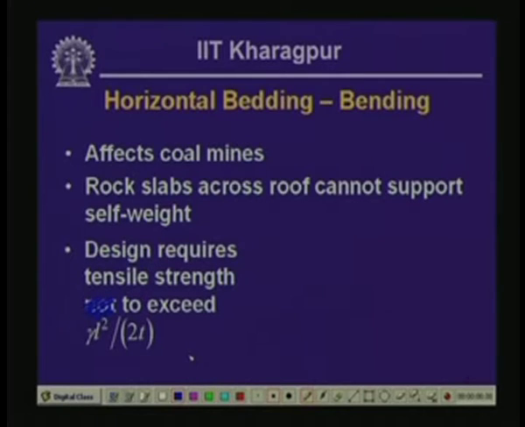L is the span, is the width of the tunnel, and gamma is the total unit weight of the rock slab. Okay, so if the tensile strength is more than the quantity gamma L square by 2T, then the slab at the roof of the tunnel is going to remain stable in this case.